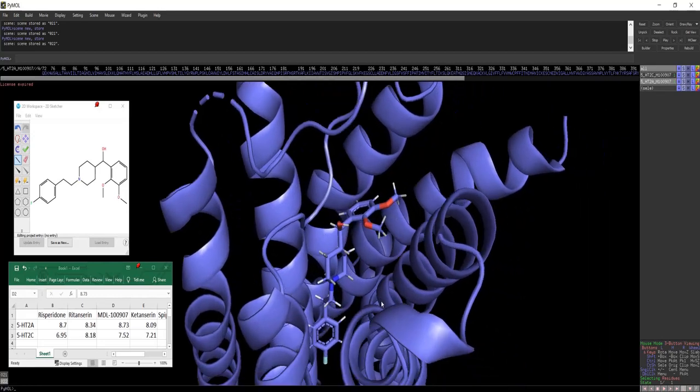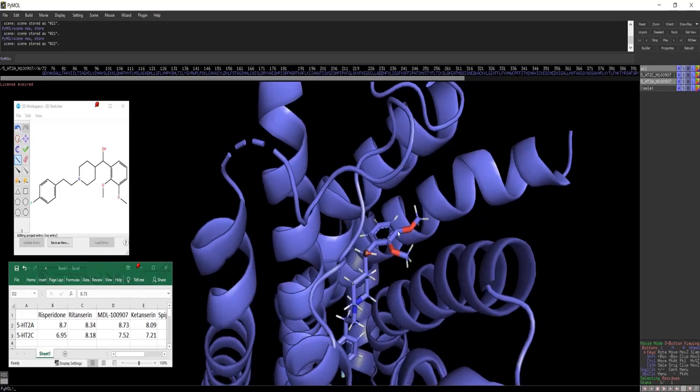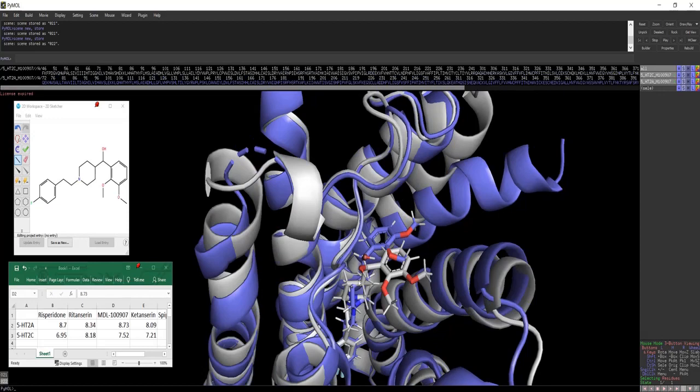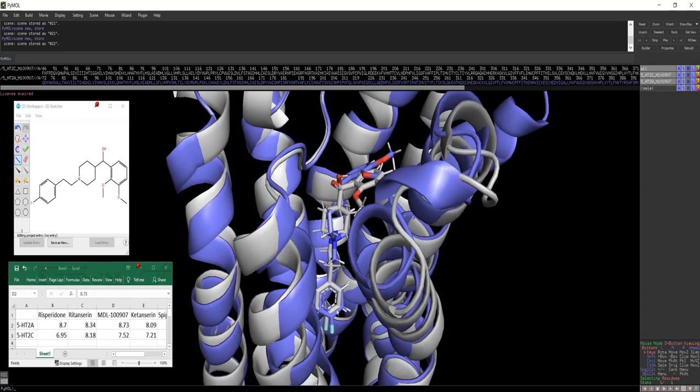Instead, I want to focus on the extended binding pocket. So we can see here that this is sort of pointing towards helix 3. If I overlay the 5-HT2C docked structure of this compound, what we'll see is everything in the orthosteric binding pocket is basically identical.